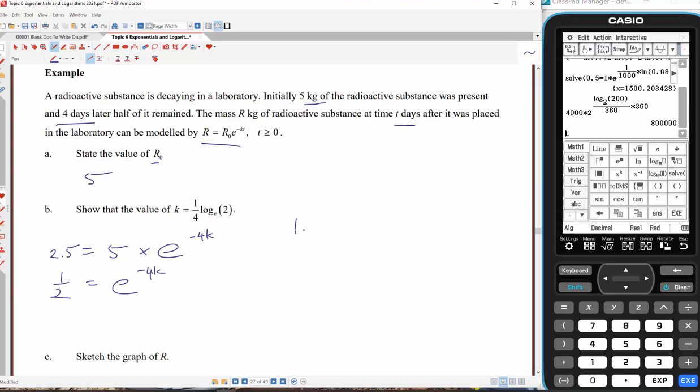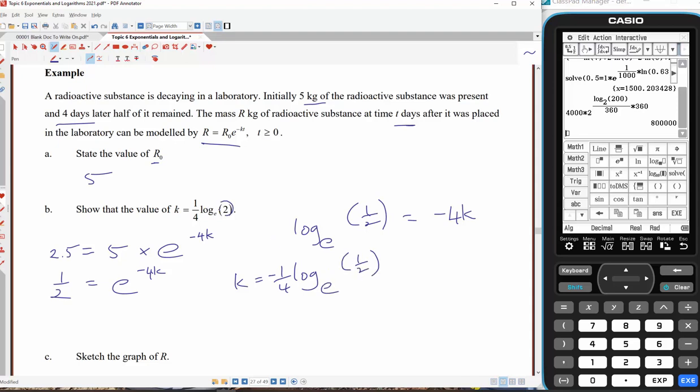Let's switch to log form. Log e half equals negative 4k. What do we need to show? So we're going to divide it. Let's write this out. So k equals negative 1/4 log e half.